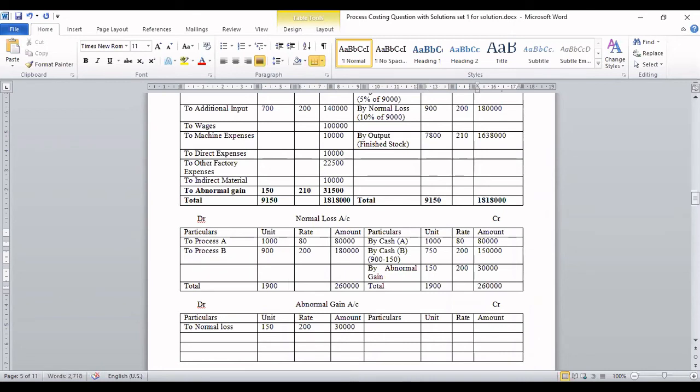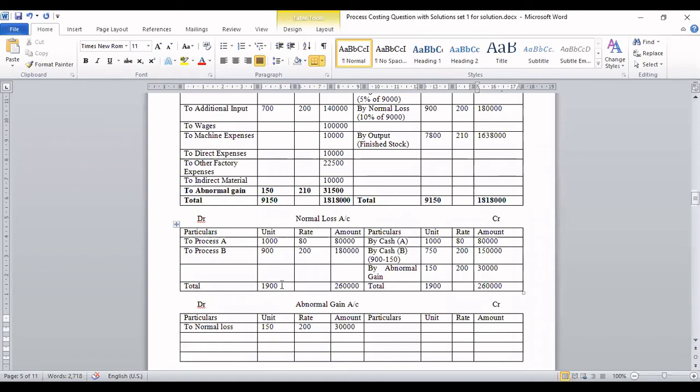Bacha, have you understood this part? Normal loss account. Any doubt? Any confusion? Please tell me. Come on. Is this part clear till here? Any doubt? Any confusion? Any one of you? Should we continue? Yes, sir.